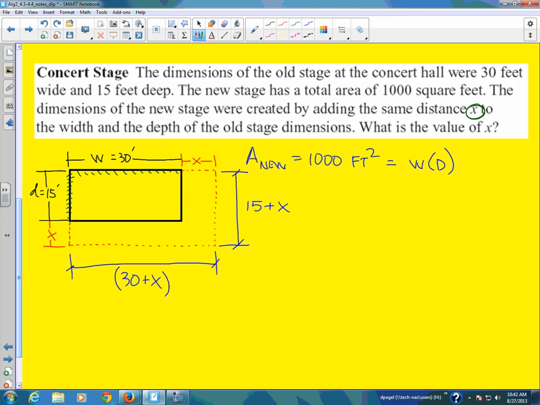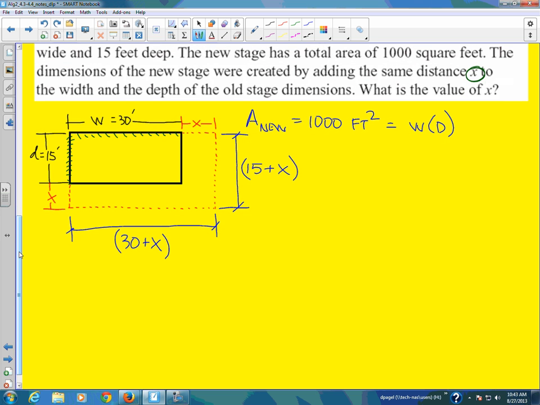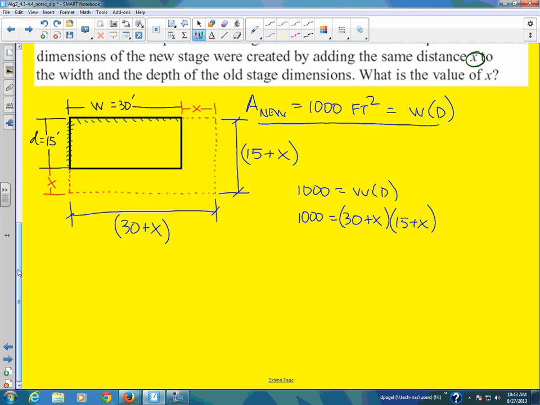So these become our w and d for our equation over there on the right. Our equation of 1,000 equals w times d now becomes 1,000 equals 30 plus x times, that's the w dimension, 15 plus x, that's the depth dimension. So we should always start out with our generics, like that's a generic formula for area of a rectangle, filling in the things that we know.